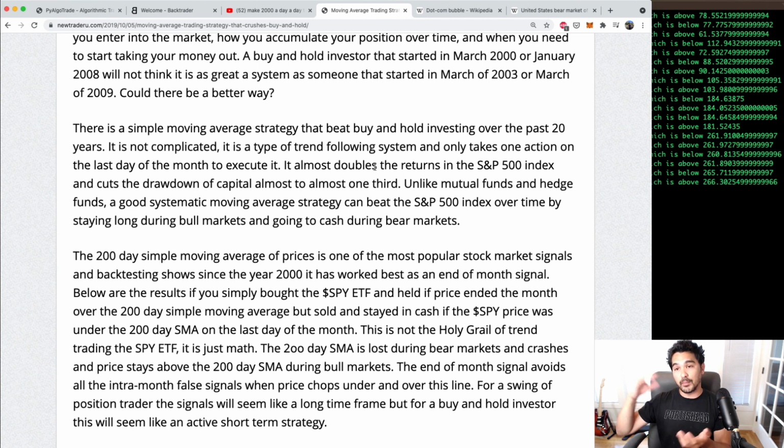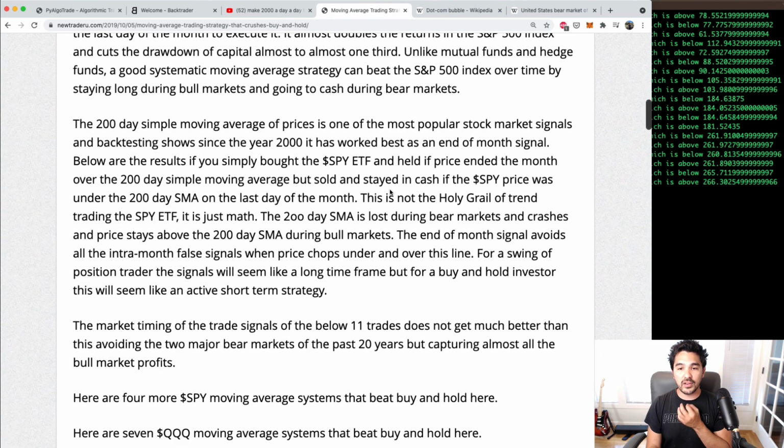And if it closed above the 200-day moving average, then you could buy and enter the position and hold it until it closed below the 200-day moving average. And note the only actions are taken at the end of the month. So the last trading day of the month is when we determine whether to take a trade.